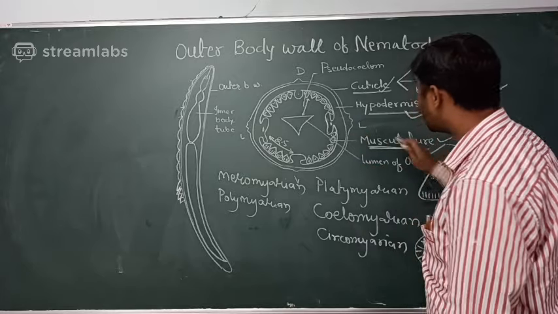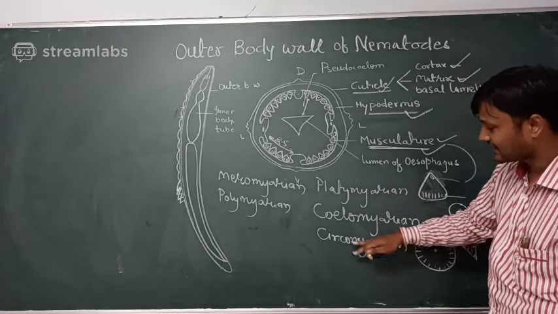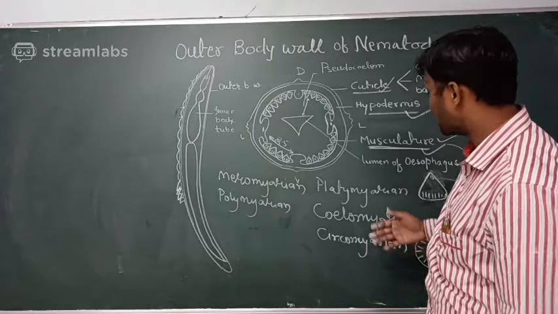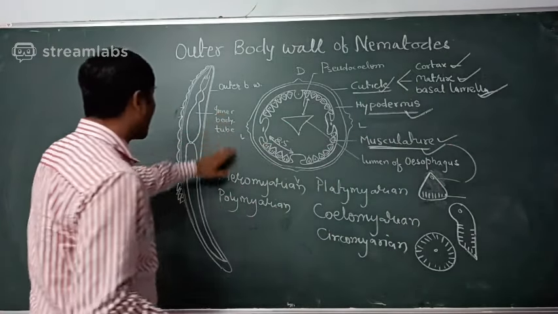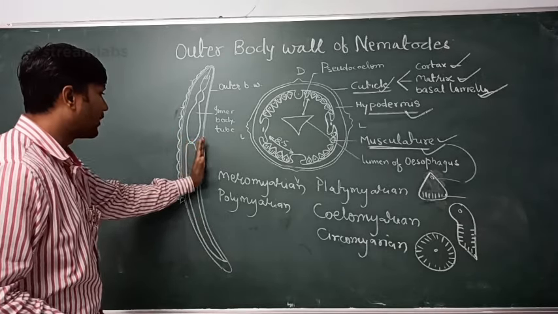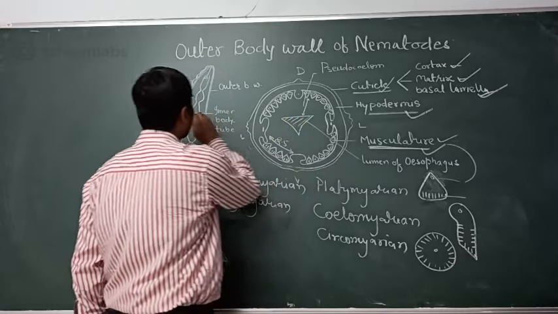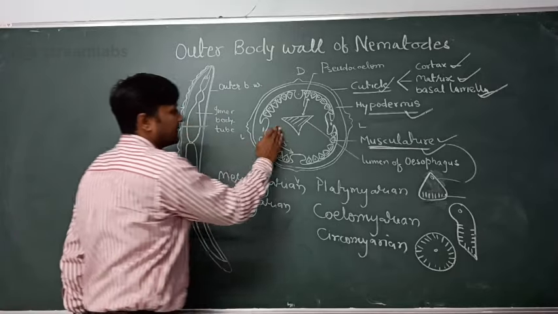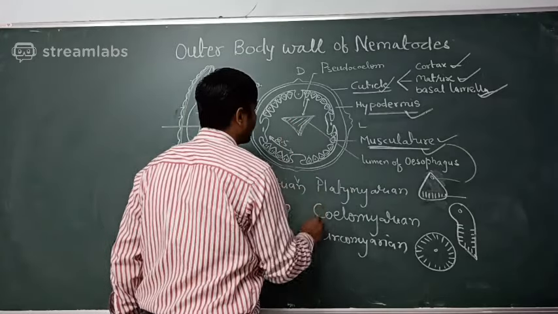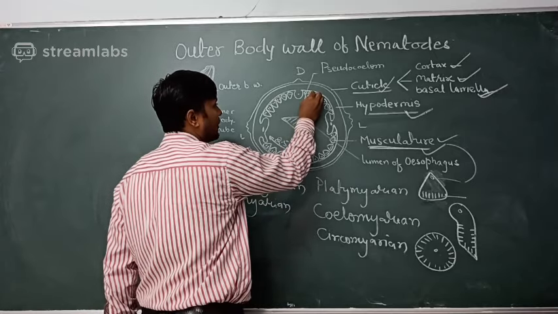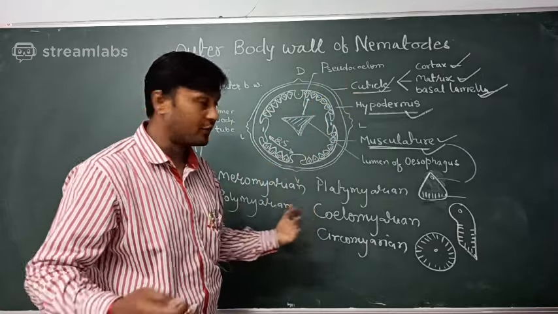Thereafter, the musculature has 3 types of muscle cell: platymyarian, coelomyarian, and circomyarian type muscle cells, present in different nematodes. Thereafter, the innermost layer is called the inner body tube. In between, this is the lumen of the esophagus. If we cut the nematode in cross section this way, you can find the triradiate esophagus. In between the inner body tube and outer body wall, there is a body cavity called the pseudocoelom, filled with pseudocoelomic fluid.